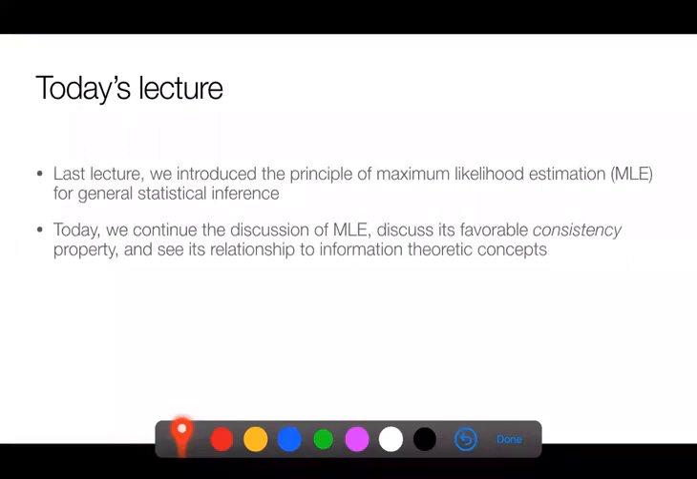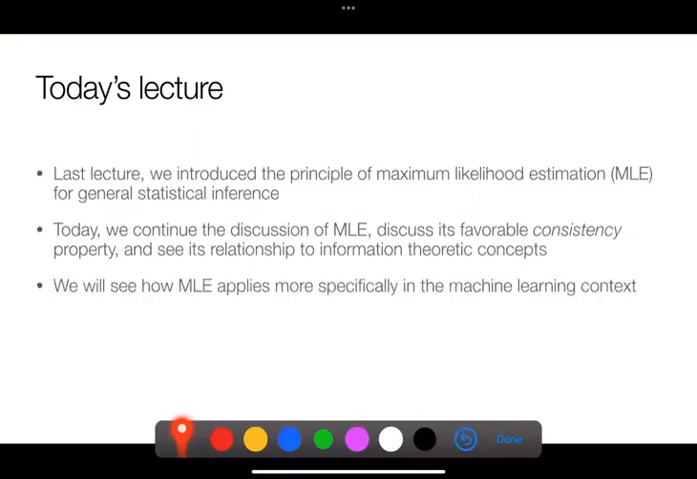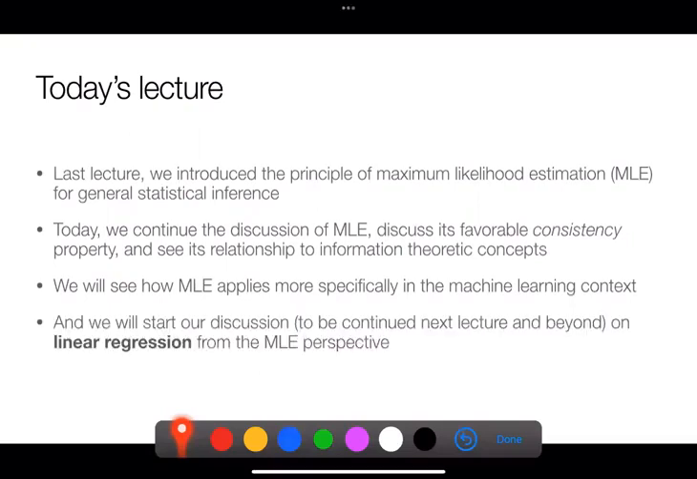So remember, in the math review lecture, we talked a little bit about information theory, like cross entropy, KL divergence, things like that. We'll see how MLE actually relates to some of those concepts. And we'll see more specifically how MLE actually applies to machine learning, which is what we're trying to do in this course. And then we'll start our discussion, which will continue on Friday and also into next week, about linear regression.